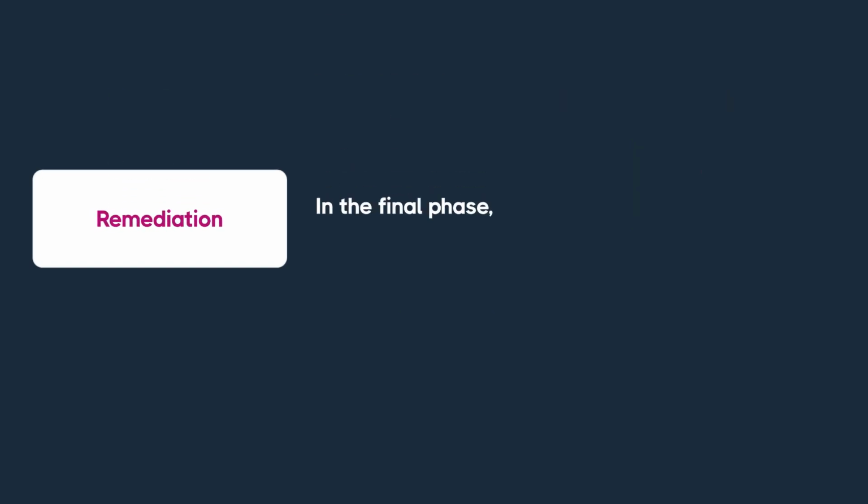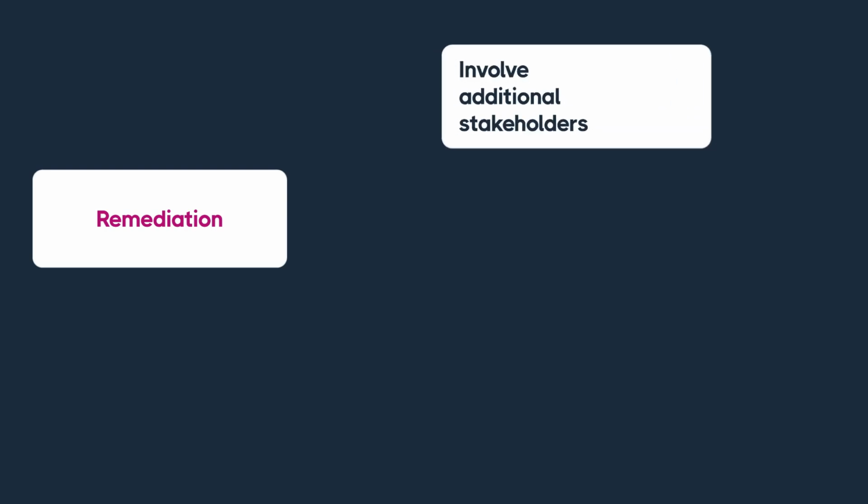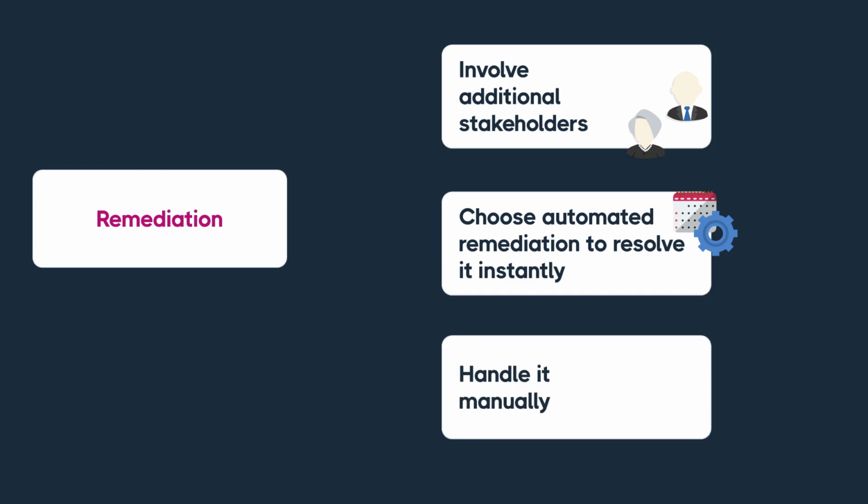In the final phase, remediation, operators resolve the identified anomalies. For each anomaly, you have three options. Involve additional stakeholders, such as managers, to address the issue. Choose automated remediation to resolve it instantly, or handle it manually based on your preferences or organizational needs. Let's see how you can define policy and remediation settings.